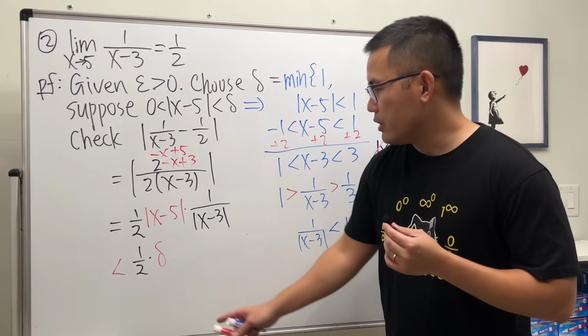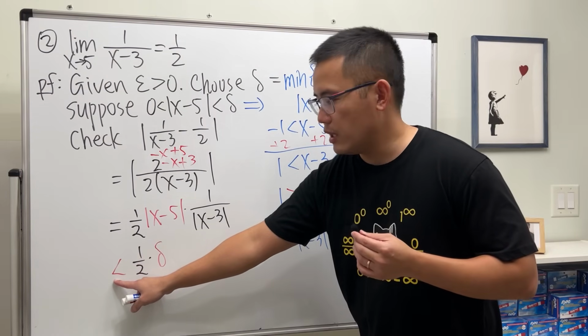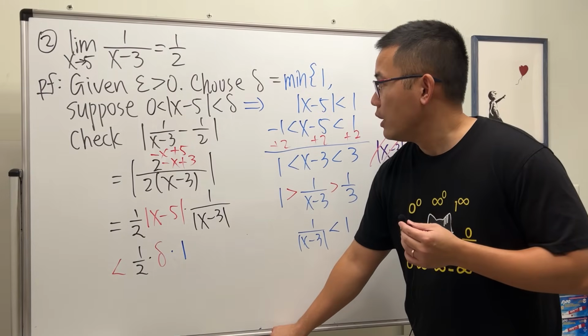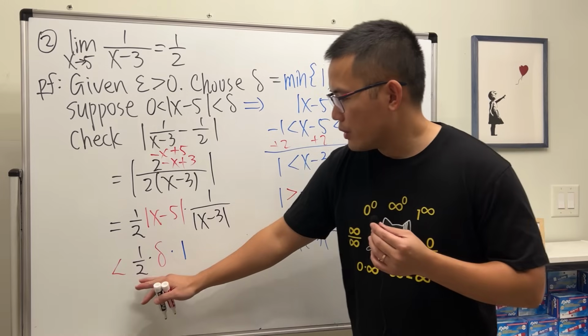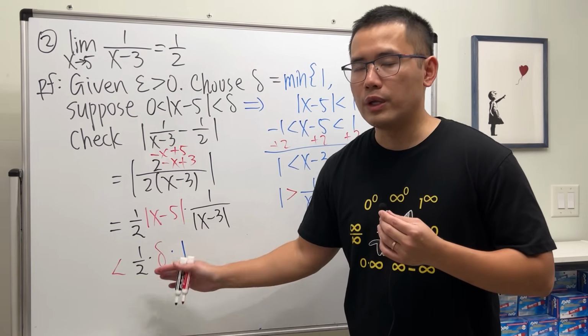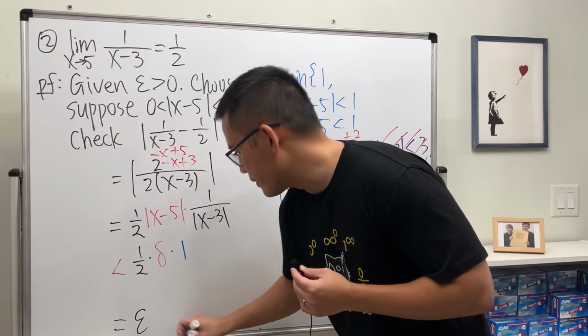Then we can come here and say this thing is less than 1. We have a less than right here already, so I can just put on the 1 like this. All right, now once we have an expression in terms of delta only, then we want to figure out what delta should be in terms of epsilon, so that we can end up with epsilon.